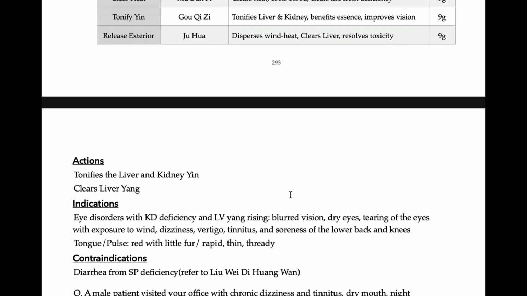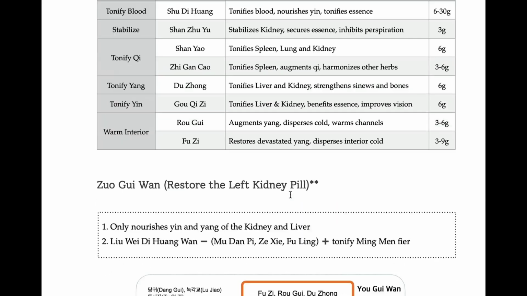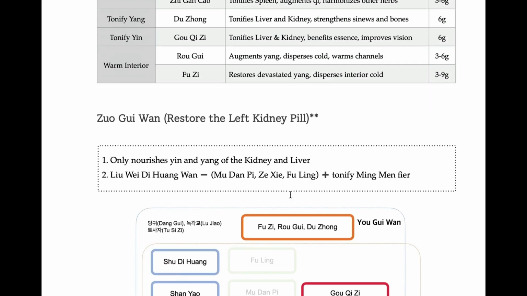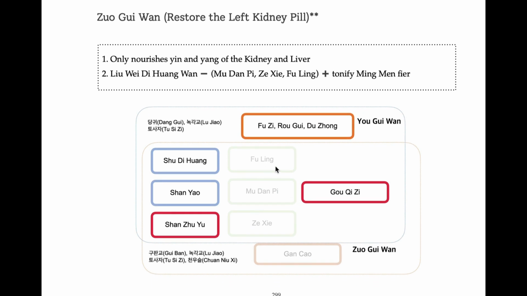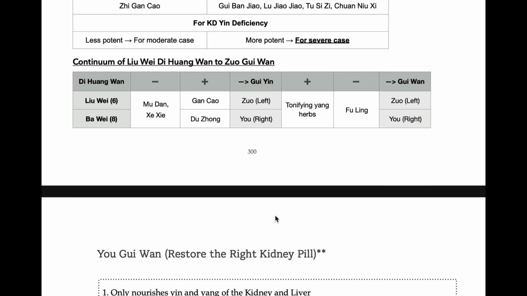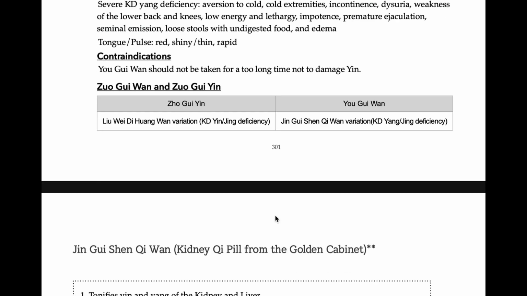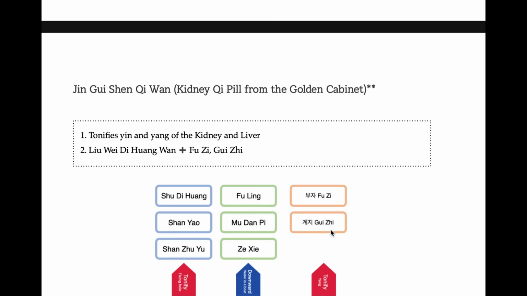So we did all this already when I talked about 유외디왕wan. So 조기wan and 요기wan. Which herbs were removed from 유외디왕wan? Remember these three sedating herbs: Fuling, 제시, and 무담피. That is yang tonifier. 진구이 shenchiwan, just remember which herbs I added: Fuji and rogui, to tonify yang.